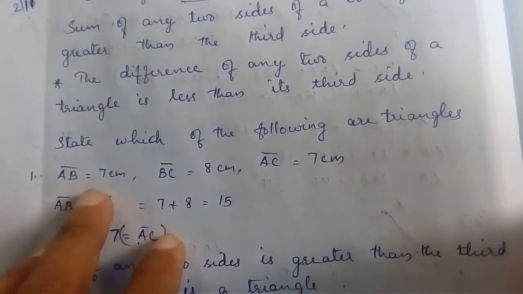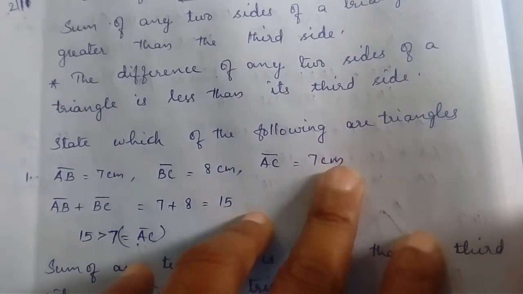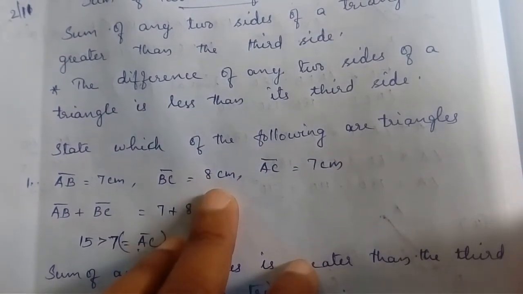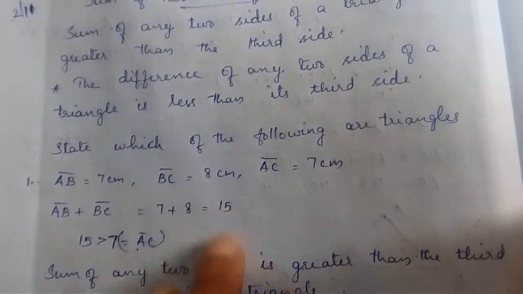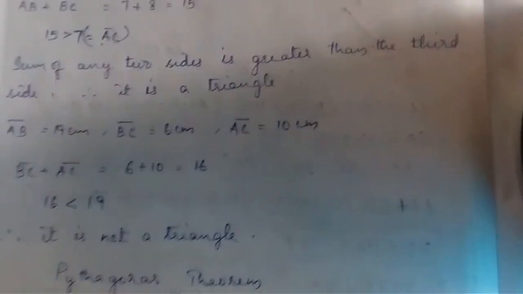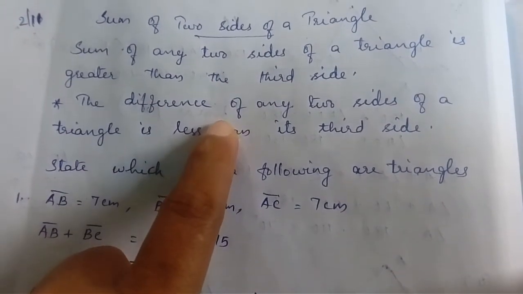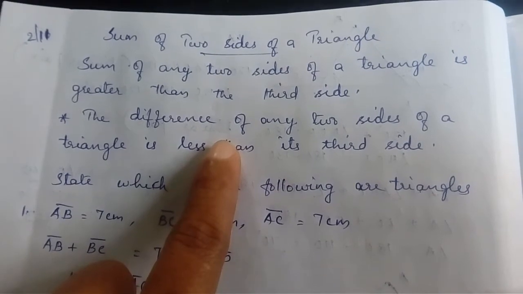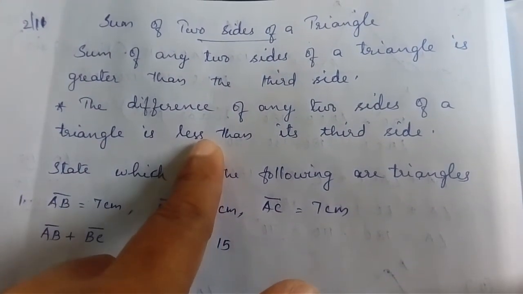Then if you are considering AB and AC, what is the difference? AB minus AC, 7 minus 7, 0. That is less than the third side BC. So the second condition is satisfied here. So for any triangle you can study these two cases. If you are asked to find whether the given measures belong to a triangle, you can either check the first one or check the second one.